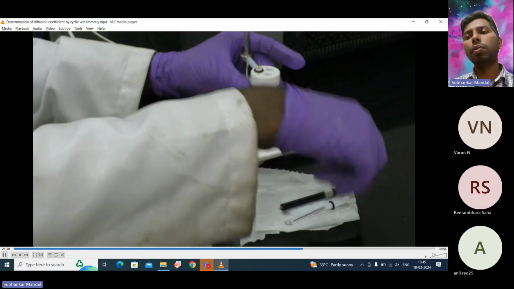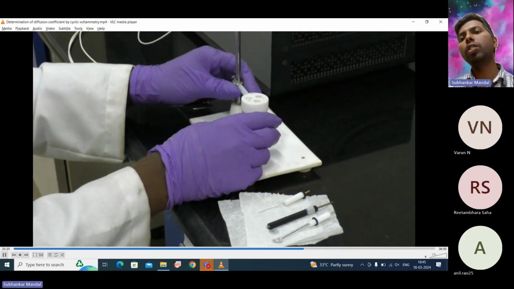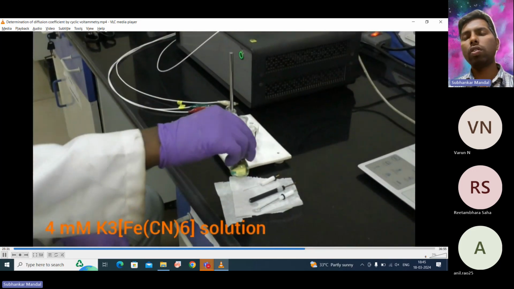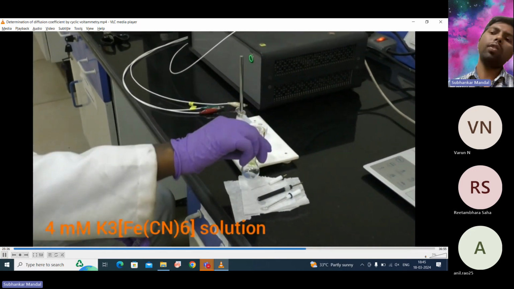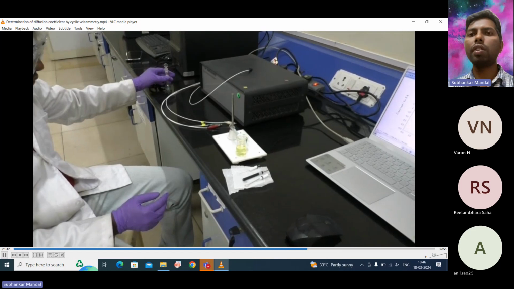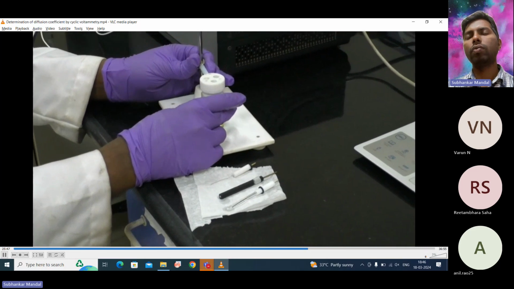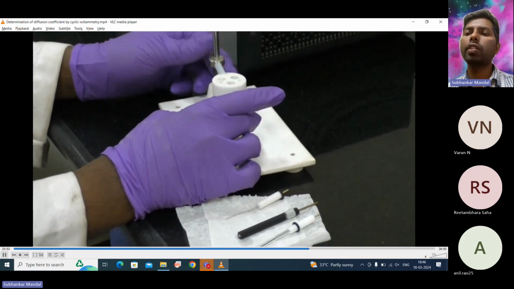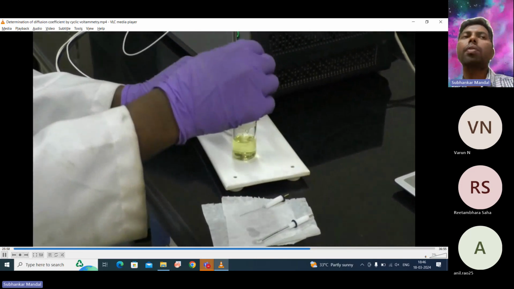Before doing the experiment, I could clean all the electrodes, as we did for the supporting electrolyte. Here we are not cleaning because we are doing all the experiments for the same compound. So first we are doing 4 millimolar K3Fe(CN)6. Now we are doing it for the analyte. So K3Fe(CN)6 is the analyte. Okay. Now we will see how the redox couple will show.